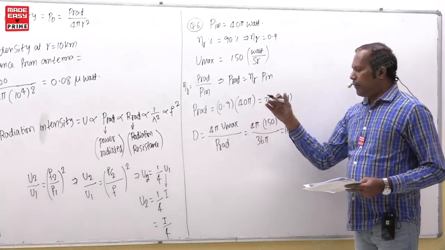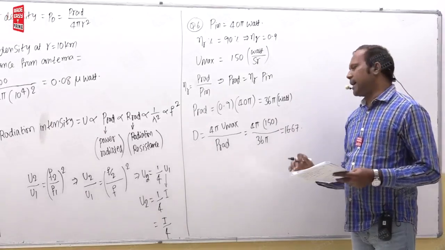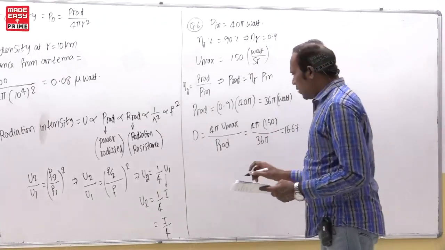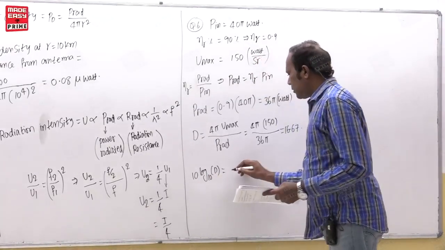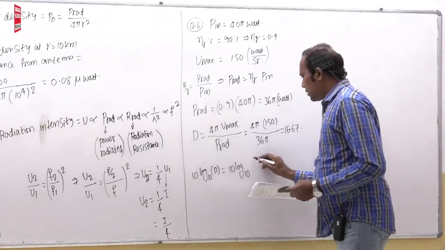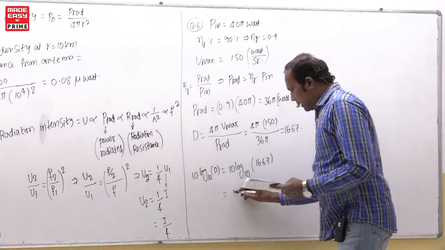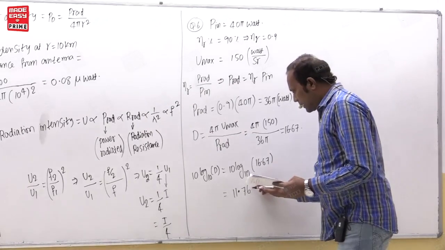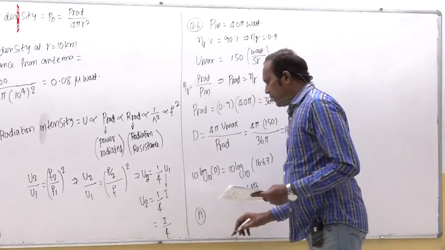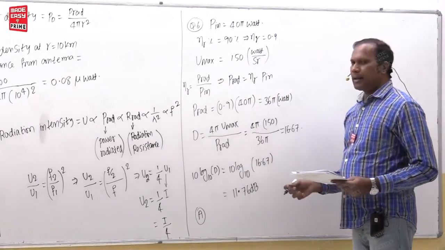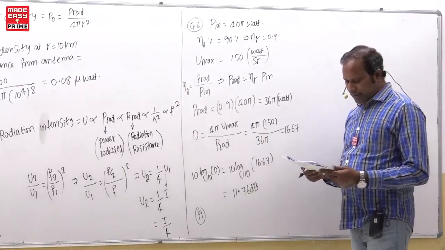Actually, there is a print miss. The question is to find the directivity, or otherwise maximum directive gain, and the same thing in decibels. So if you want this in decibels, then 10 log 10 D, with D equal to 16.67, you get 11.76 decibels. Option A is correct for this. There is a print miss there, that he has asked for directive gain and also directive gain in decibels. That is the question.